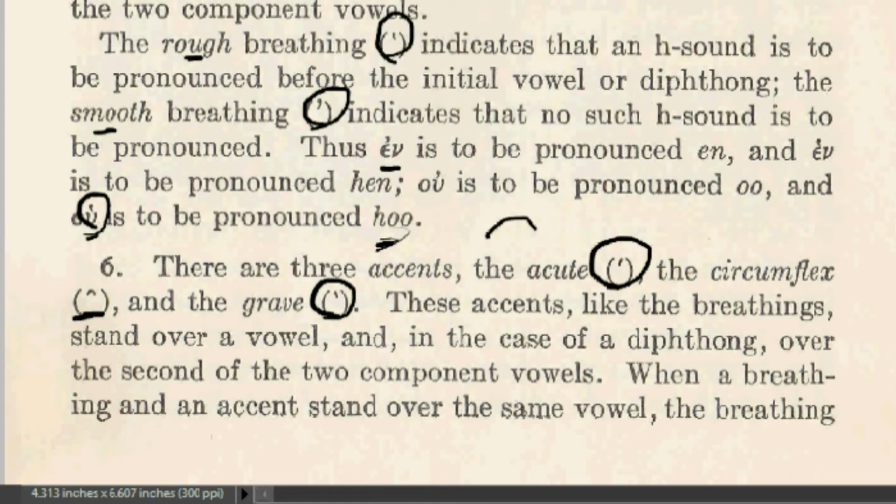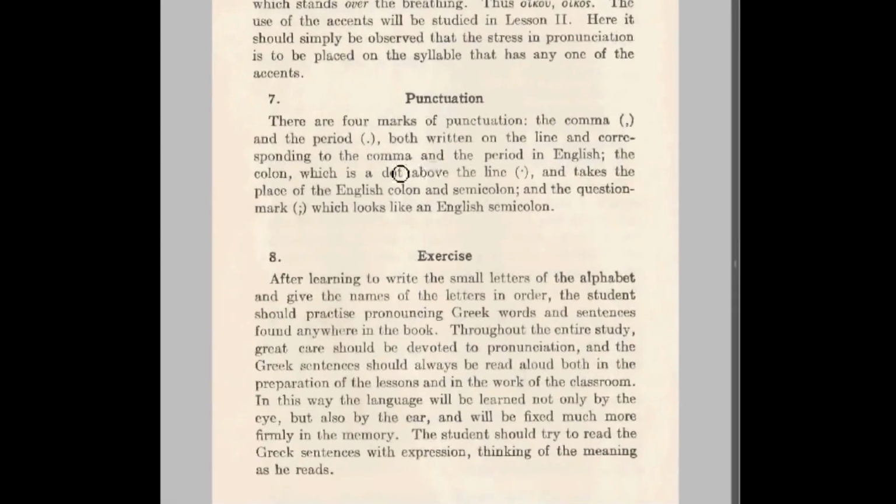The main thing to notice about the accent is that you're simply going to accent the syllable where you find the accent. We're not going to try to distinguish in pronunciation among these 3, although the ancient Greeks presumably did. But we're simply going to say if you find the accent on a syllable, then emphasize that syllable. And that's as much as we need to know about accents, except, of course, how they're going to apply in various words. The last thing we're going to notice is punctuation.